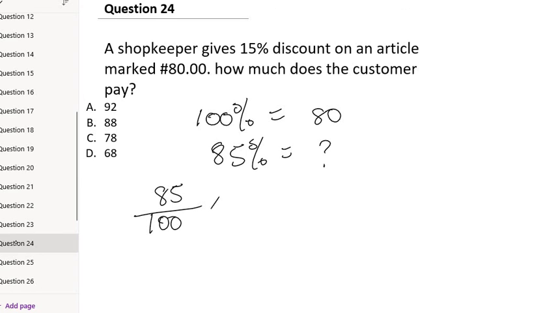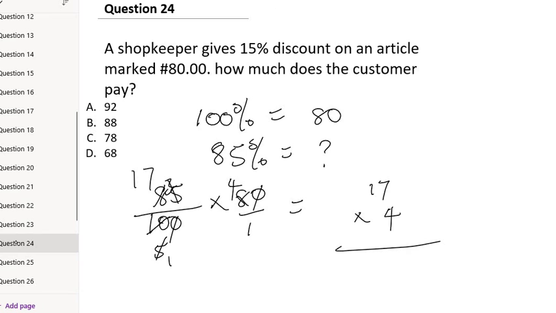85 will be top, times 80 over 1. Hope this is clear. So 0 cancels 0. 5 into 85, 17. To get our answer, multiply 17 by 4. 4 times 7, 28, 8 carry 2. 4 times 1, 4 plus 2, 6. 68. The right answer is D.